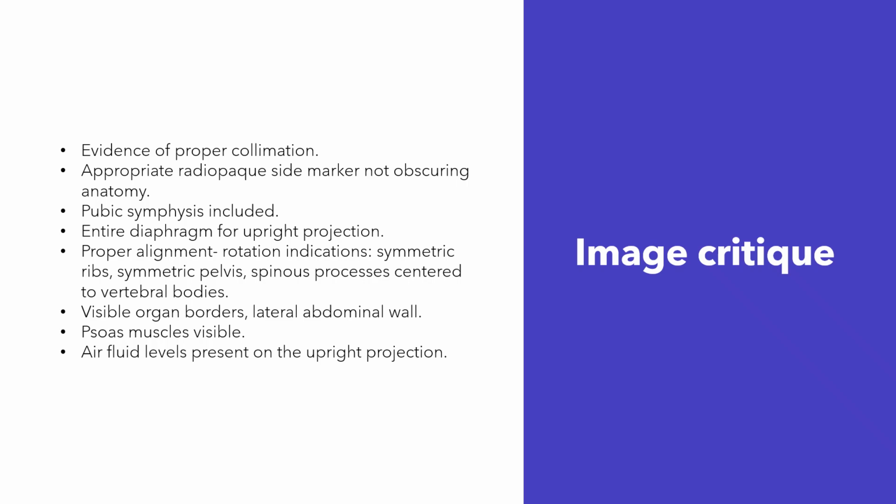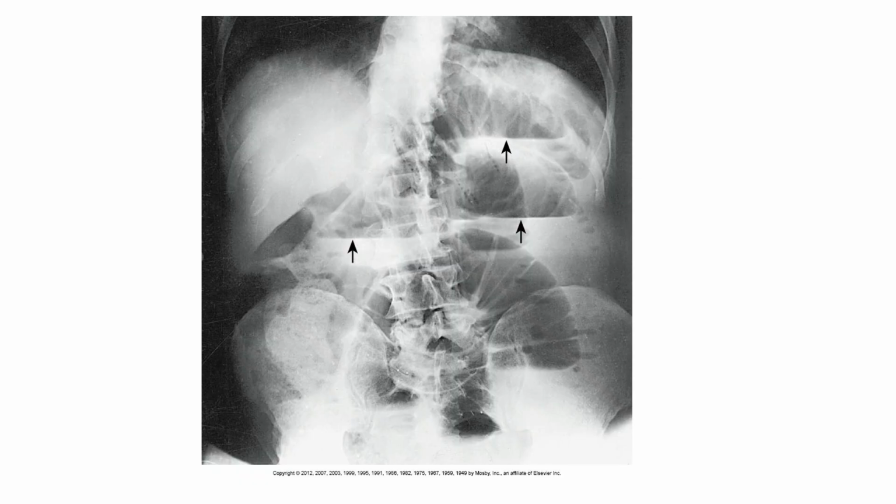Okay. Air fluid levels are present on the upright projection, and that's how I was able to tell the difference between the upright and the supine radiograph on the very first slide in this PowerPoint. So let me show you that quick. This is an upright. I can tell it's an upright because, first of all, we've clipped the pubic symphysis, so it's not a proper KUB. Second of all, we've got the entire diaphragm.